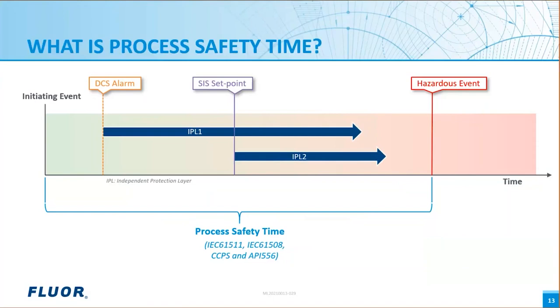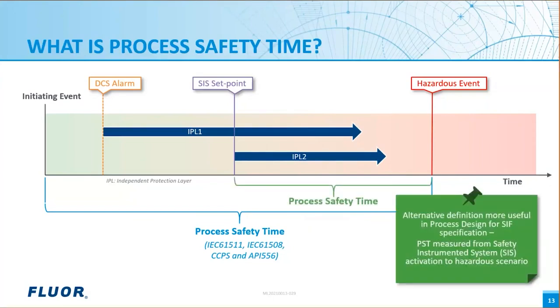independent protection layer. So when we're thinking about process safety time in the context of safety instrumented system specification, clearly the only time available to our safety instrumented system is the time from when the safety instrumented system is activated to when the hazardous event occurs.